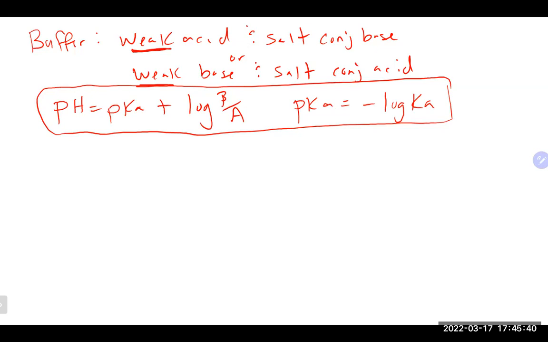The ice table will be made up of the weak acid or the weak base, sort of a Ka or Kb type problem, but initial concentration does need to be on both sides.